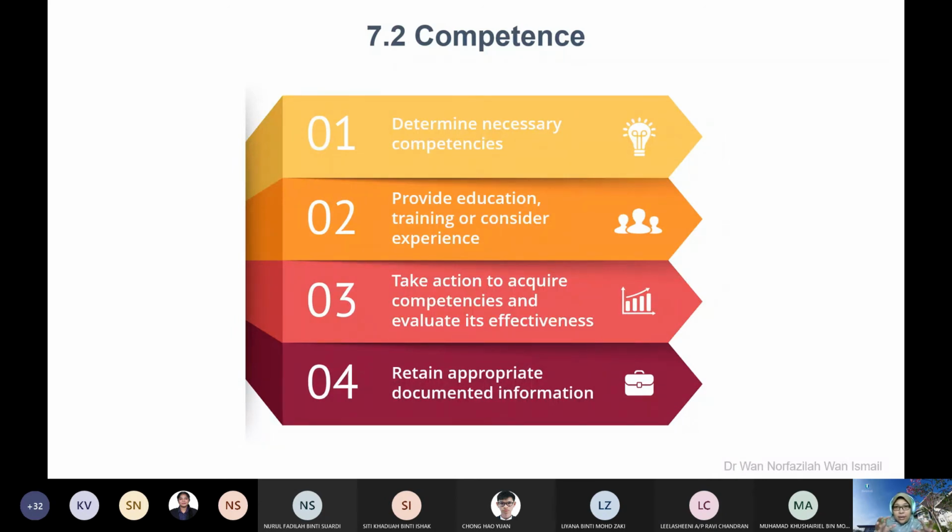Once you hire the person in charge, okay, you need to take action. If you send them for training, you need to evaluate whether the training is effective for them or not. Okay, if you hire an experienced person, evaluate their competencies. Say they have 5 years of experience, but when you do the competencies evaluation, they do not meet the requirement. So they need to evaluate the effectiveness of their decision just now.